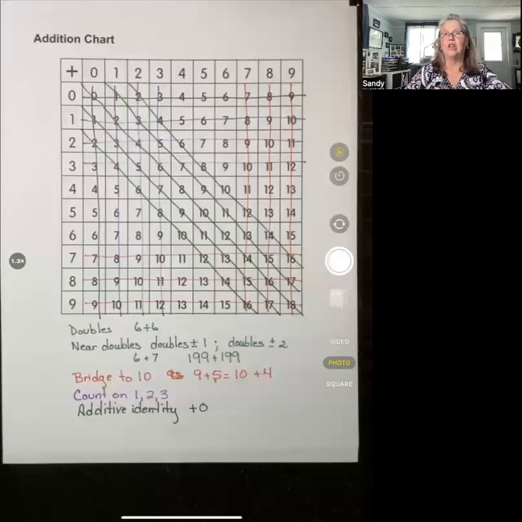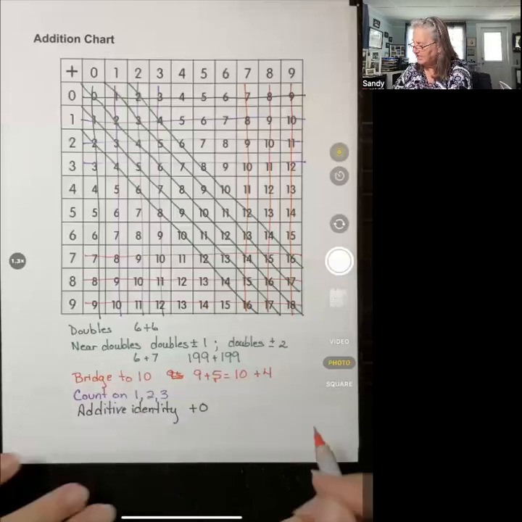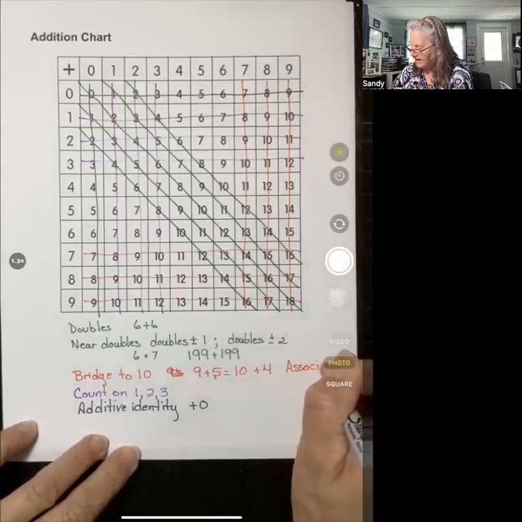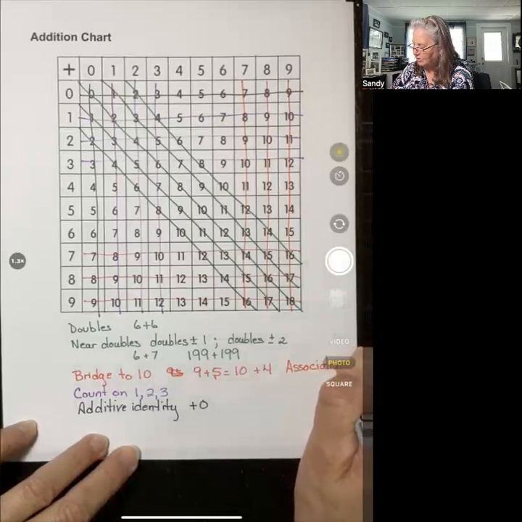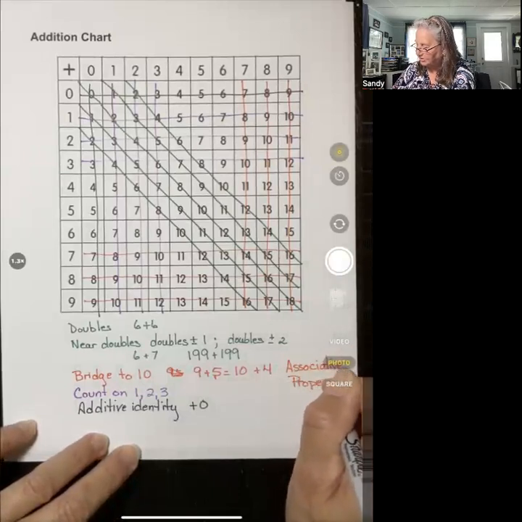Additive identity will always give that number, right? When we add 0 to anything, even if it's a number with variables, right? An expression that has variables in it, you add 0, you're just going to be left with the starting expression. That will always happen. Bridge to 10, as I said, is the associative property. So because of that, we'll be able to use that with fractions and decimals, not just multi-digit numbers.